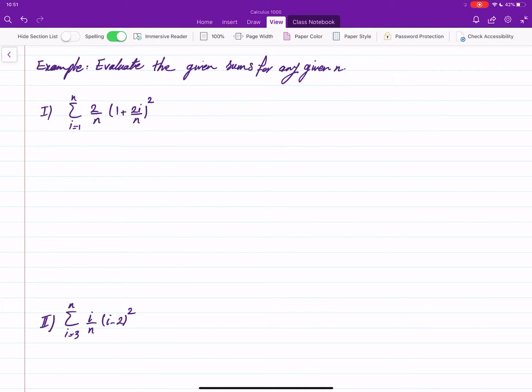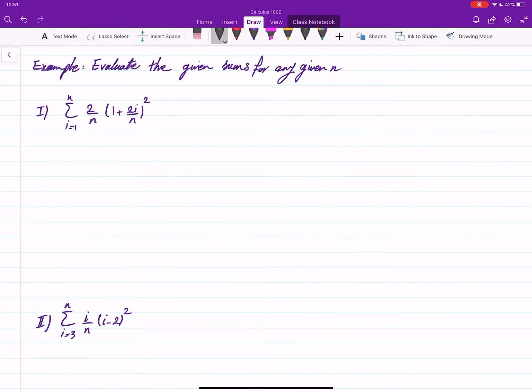Okay, let's do some examples in which we evaluate the given sums. Starting from the first one. This is the sum for i going from 1 to n of 2 over n times (1 minus 2i over n) squared. One thing to note here, which will happen in the other examples also: n is just a constant. It can be 10, 100, 2000, anything.